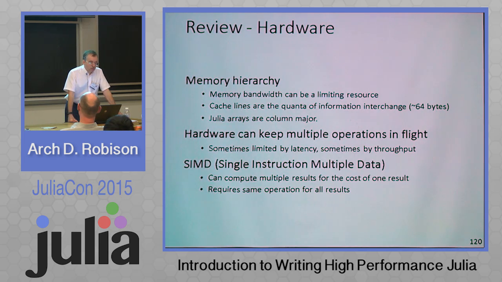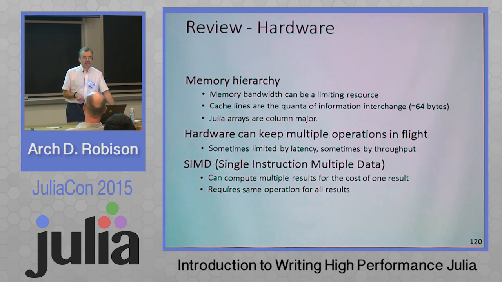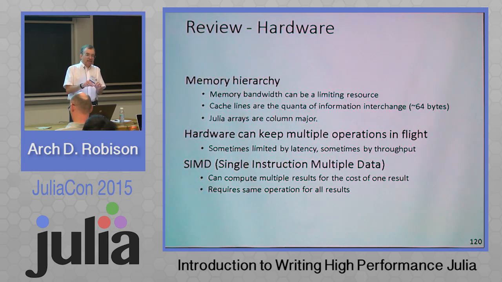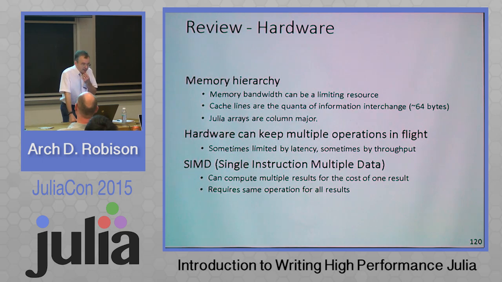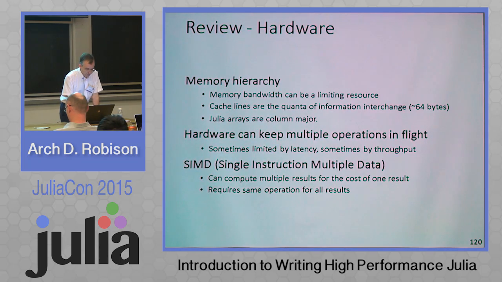All right, the hardware can keep multiple operations in flight, so sometimes, particularly on tight loops with accumulation, breaking the accumulation into two variables, and not having the next operation depend upon the result of the immediately previous operation, is a good thing. And finally, using the SIMD units. Writing your code so that you can use the SIMD units can be a big improvement. But the loop body has to be very uniform, straight line code.